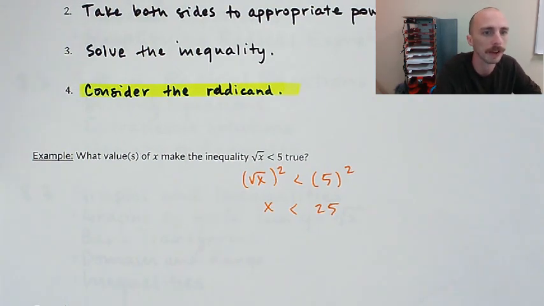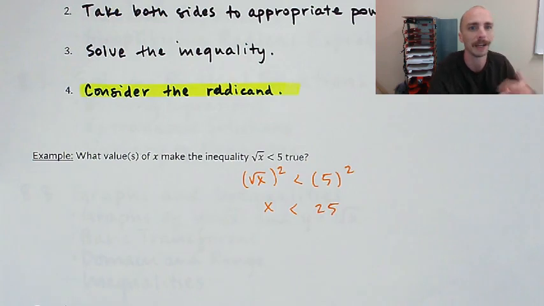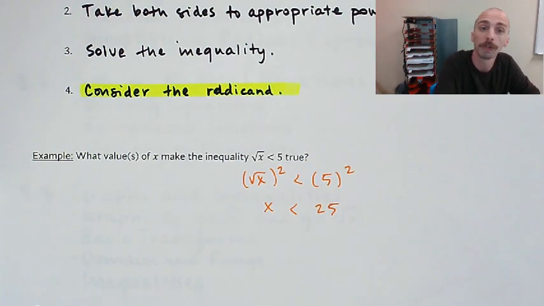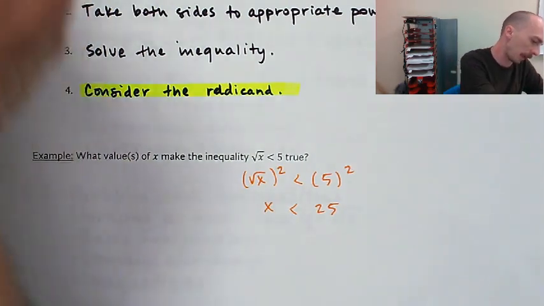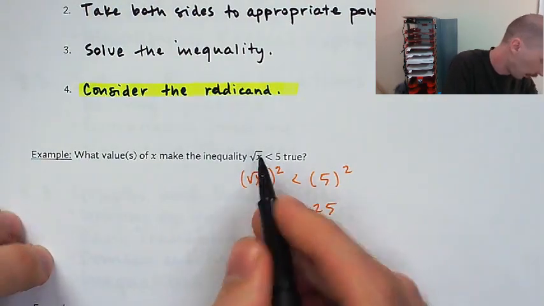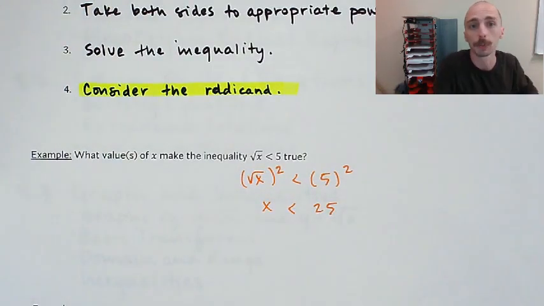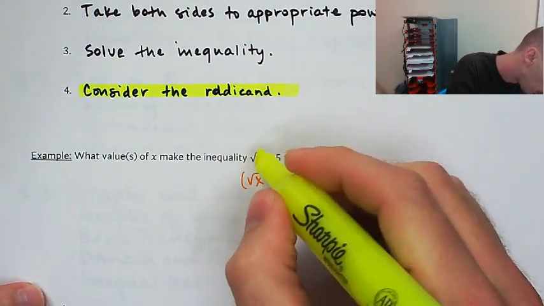-1 is less than 25, yet the square root of -1 is i. I didn't tell you this about imaginary numbers, but it doesn't really make sense to compare them with a relationship like less than or greater than. The complex numbers are not well ordered like the reals are. So what we need to do is consider the radicand. It's like the domain discussion when you're graphing a square root function.